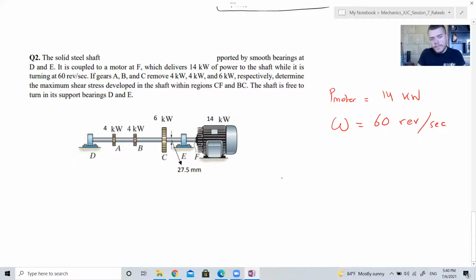So we use the power, right. Whenever you have power and omega, you use them to find the torque. Okay? It says if gears A, B and C remove 4 kilowatts, 4 kilowatts, 6 kilowatts respectively, meaning C takes 6, B takes 4 and A takes 4. Determine the maximum shear stress in the shaft within regions CF and BC. So you need to find tau max in here, and you need to find tau max in here.